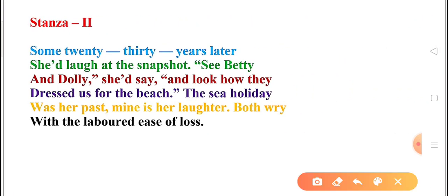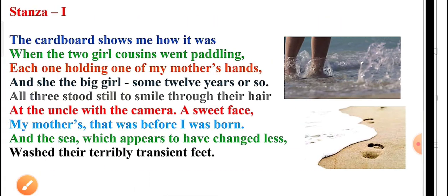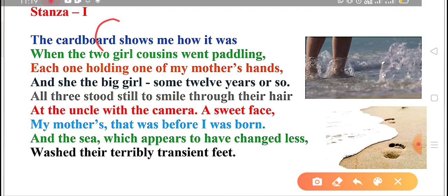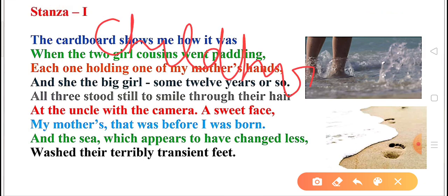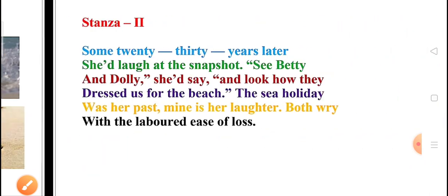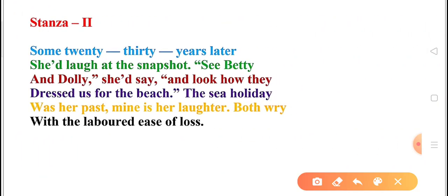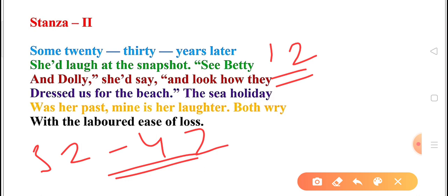Now, stanza number 2. If we talk about the first stanza, it is devoted to the childhood of the poet's mother. Now, moving to the second stanza, Shirley Toulson says that some 20-30 years later, in the opening stanza, she is shown around 12 years. If we talk about 20-30 years, she is talking about around 32 to 42. Almost in her late 30s, she would laugh at the snapshot when the poet's mother was mature and now married also.